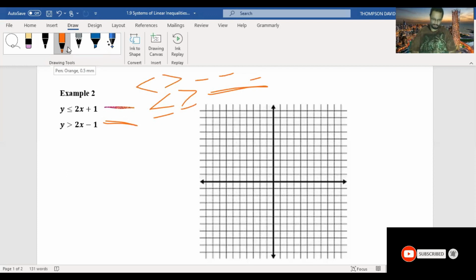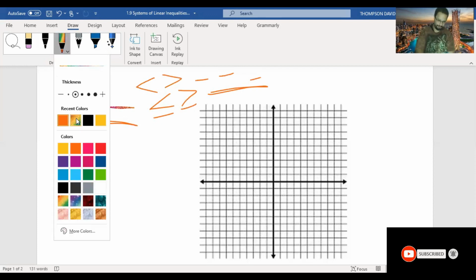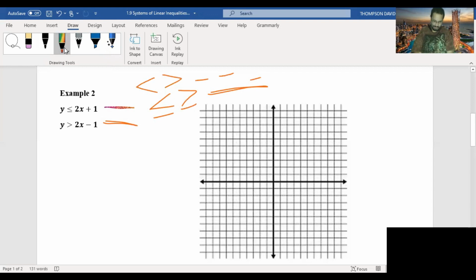So let's first graph the top. So we have a y-intercept of 1. We want to go up 2 over 1, up 2 over 1, up 2 over 1. So we have enough points that we can plot this line. Okay, I think we have enough points. And our line goes all the way to the end.